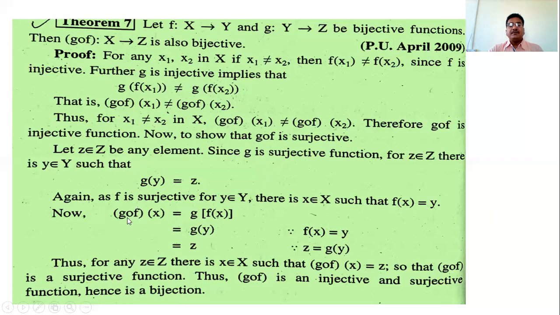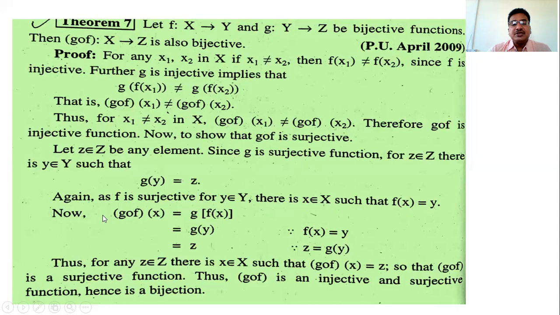That is, f of x is equal to y, because y is an element of Y, and y has a pre-image. Suppose x is the pre-image of this y, that is f(x) is equal to y, because f is surjective, every element of Y has a pre-image. So we denote the pre-image of y by x. So x is an element of X such that f(x) is equal to y.